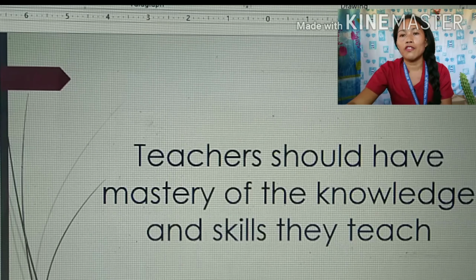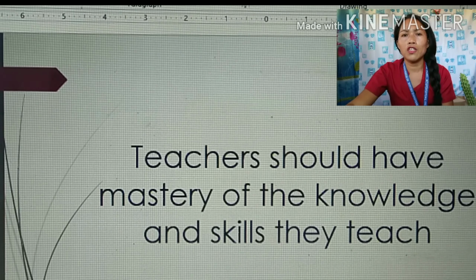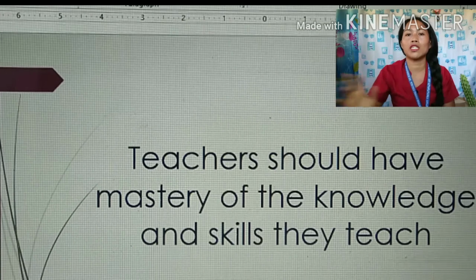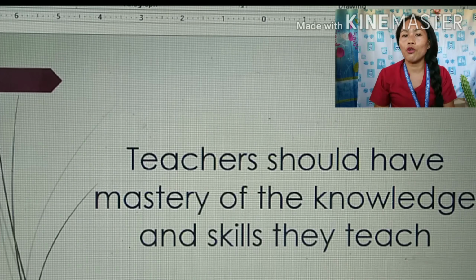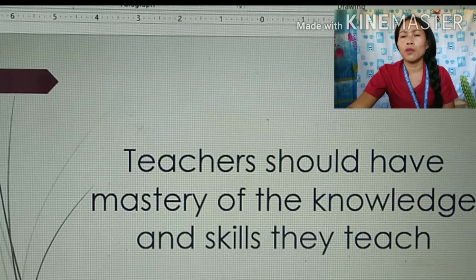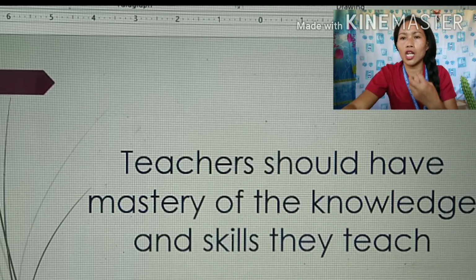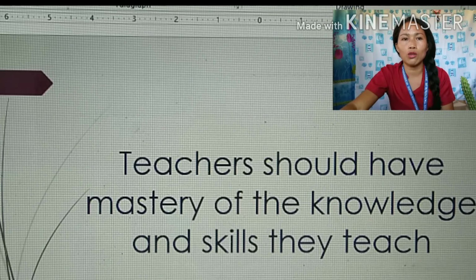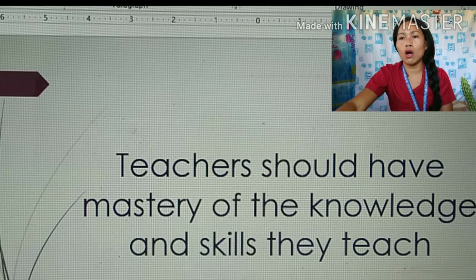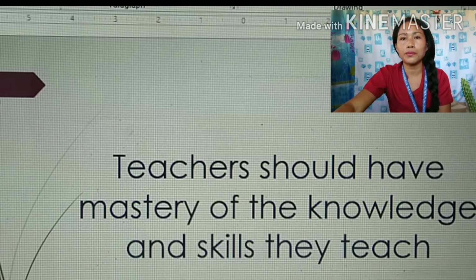Next, teachers should have mastery of the knowledge and skills they teach. Of course, teachers need to have a sense of the nature of the lesson they teach and must be knowledgeable and skillful to teach students confidently. That's the big thing as a teacher. They should be knowledgeable and skillful in what they teach so they can be confident and not doubt whether it is correct or not.